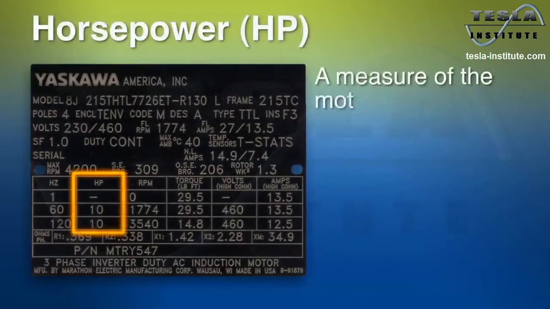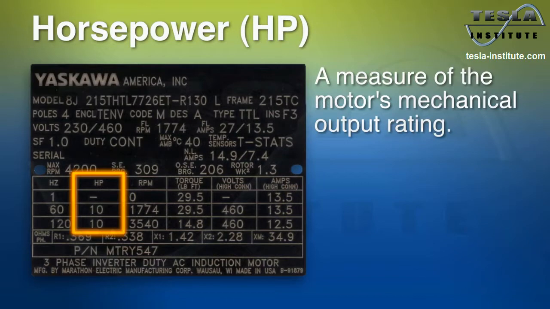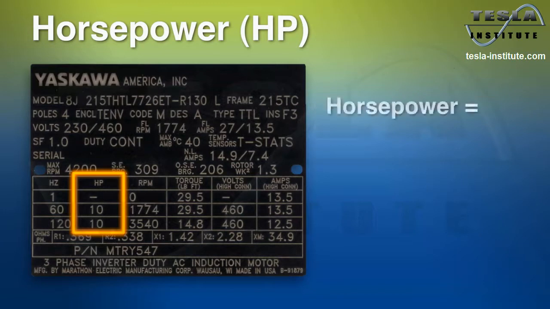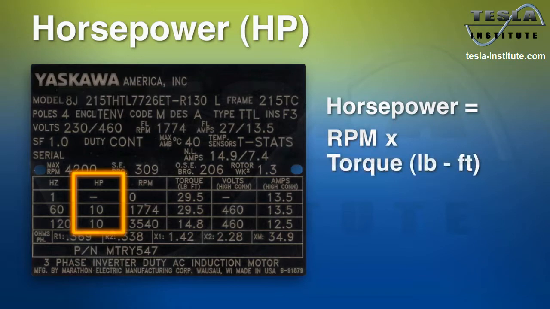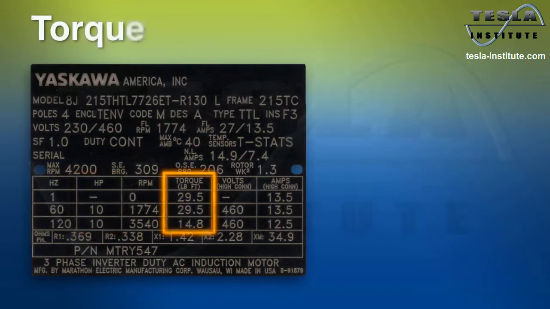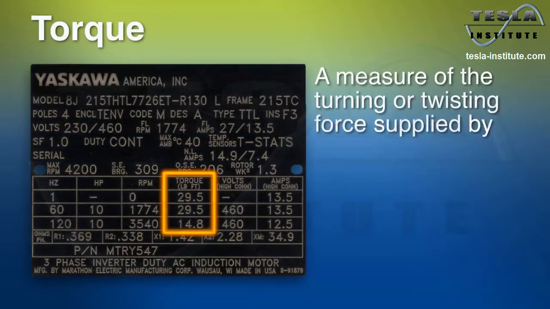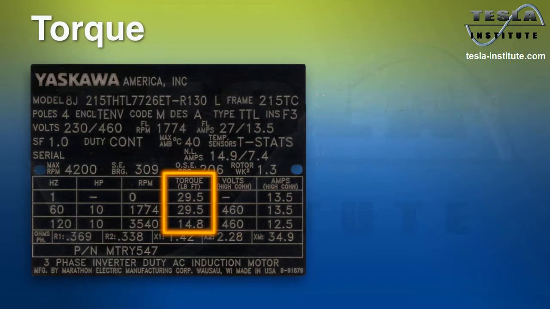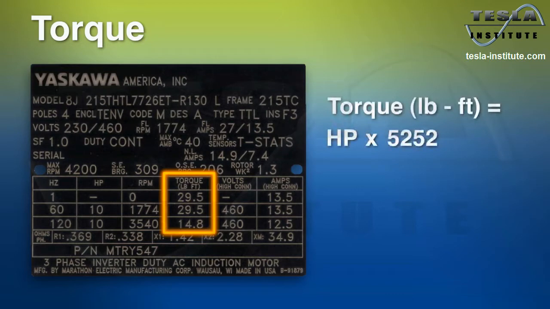Horsepower is a measure of the motor's mechanical output rating and its ability to deliver the needed torque for the required load and at the rated speed. You can calculate horsepower by multiplying the motor's speed times the amount of torque in foot-pounds and then dividing that sum by 5,252. Torque is a measure of the turning or twisting force supplied by the motor to the load. To calculate torque in foot-pounds, multiply horsepower times 5,252, which is a constant obtained by dividing 33,000 by 2 pi, and then dividing that number by revolutions per minute, or RPM.